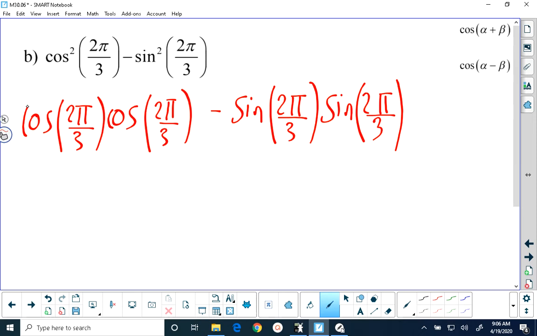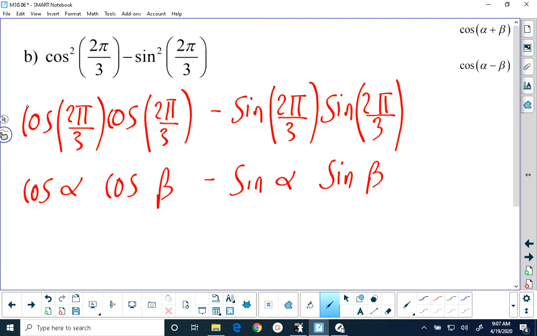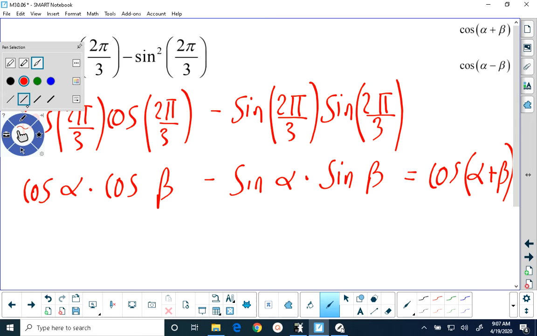Now, we can compare this to our identity list, and one of the identities is cosine alpha cosine beta minus sine alpha sine beta. And on your identity sheet, that's equal to cosine of alpha plus beta. This is just a little bit different than example 1a because when we do a comparison here, we can see that alpha is 2 pi over 3.